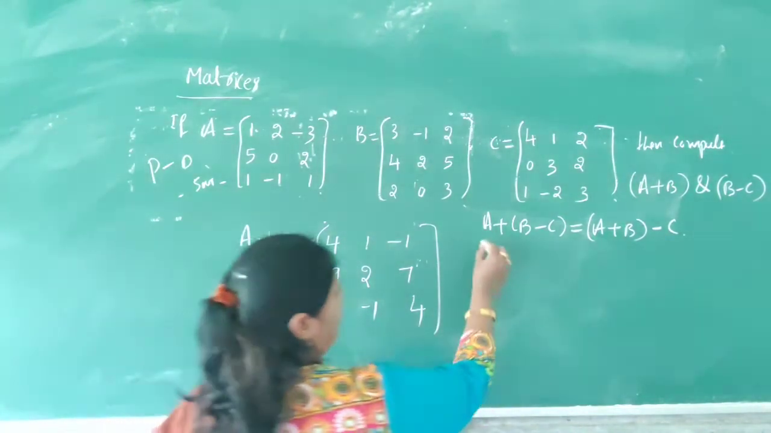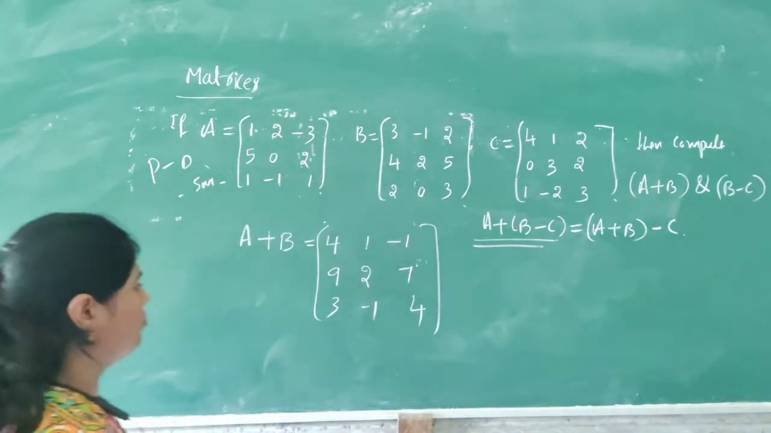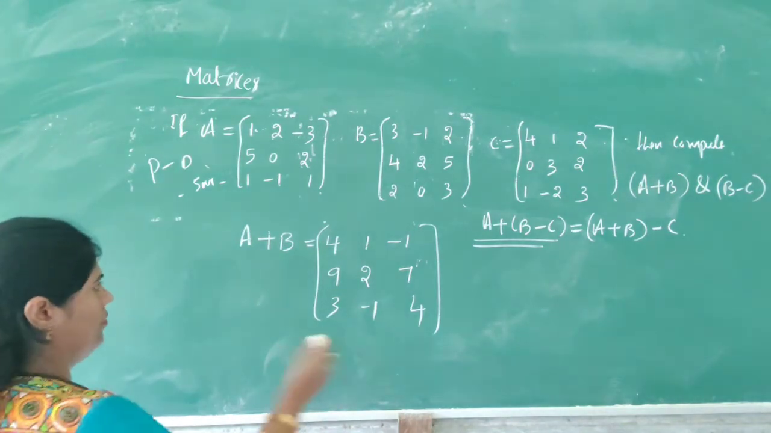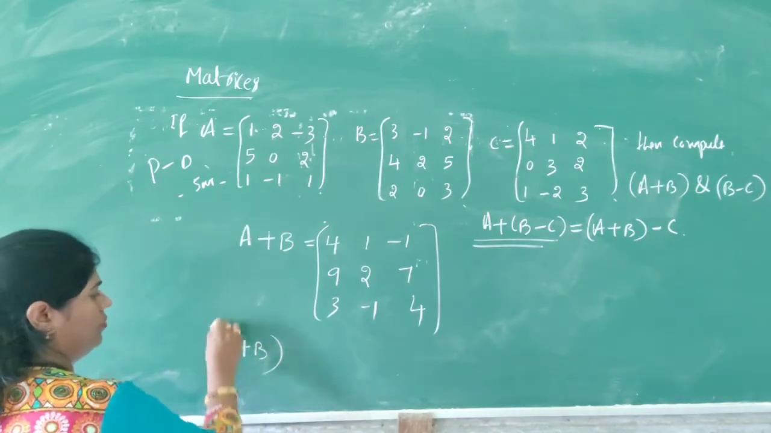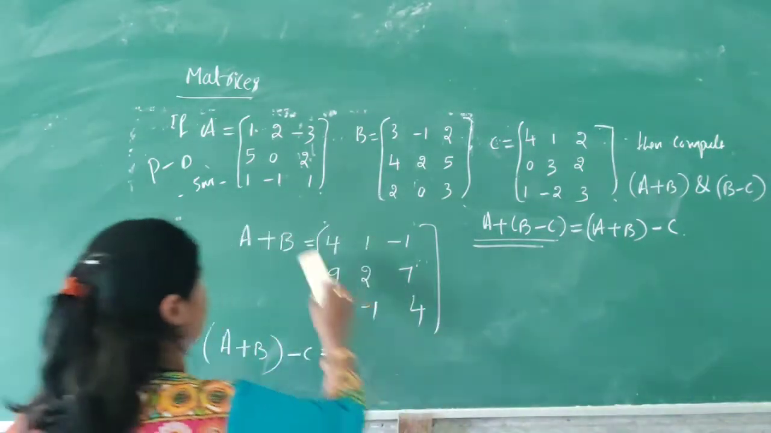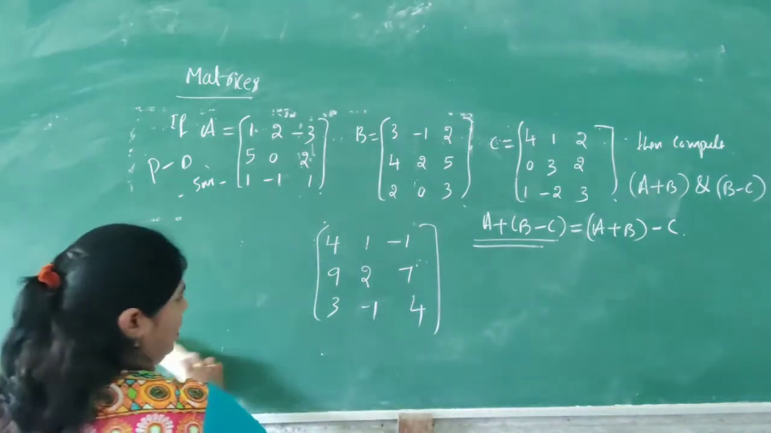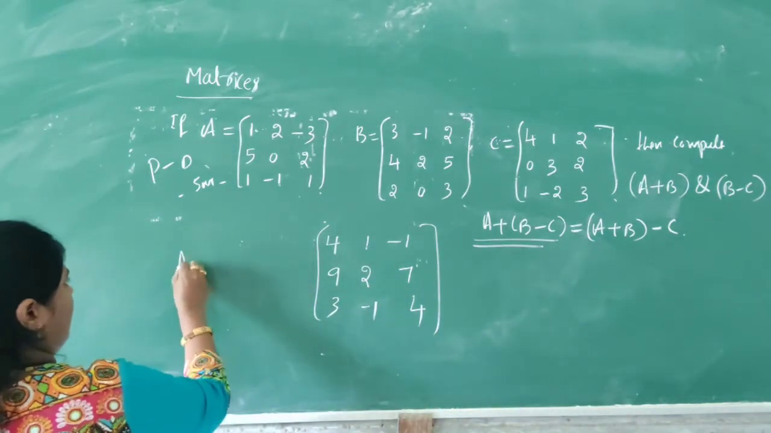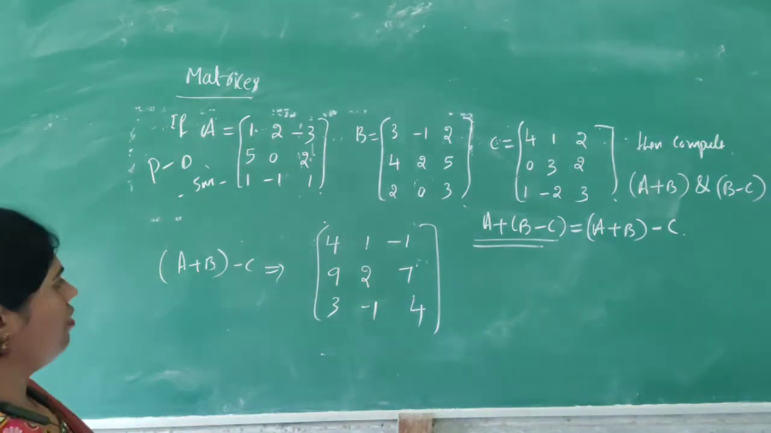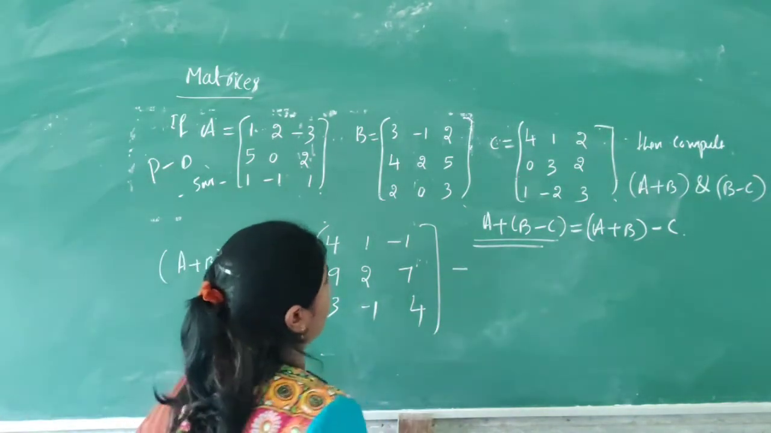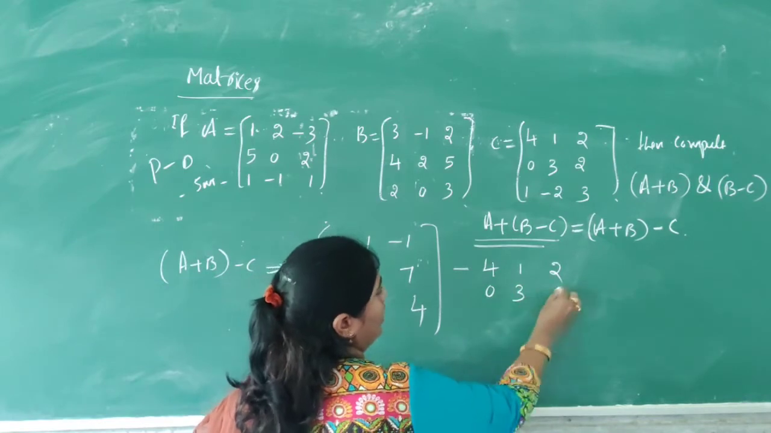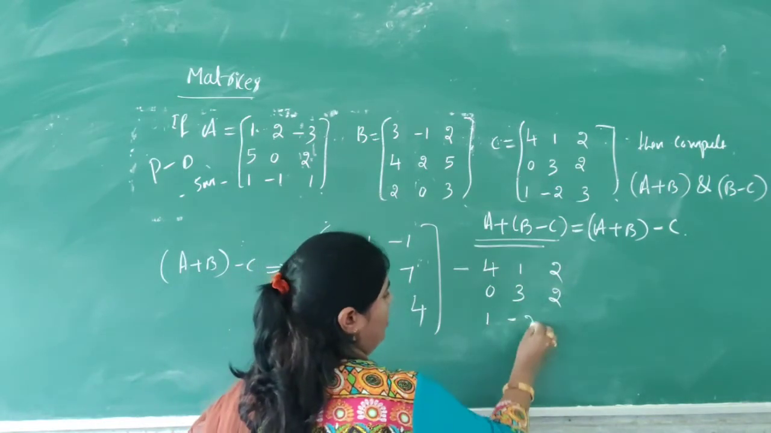Shall we go for this one? A plus of B minus C. Otherwise, A plus B minus C. Next, A plus B minus C. So this one is A plus B. Just we got the answer, minus. What is C value? 4, 1, 2, 0, 3, 2, 1, minus 2, 3.